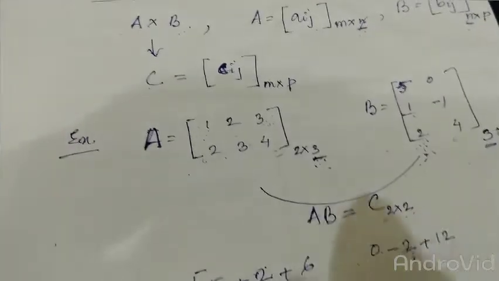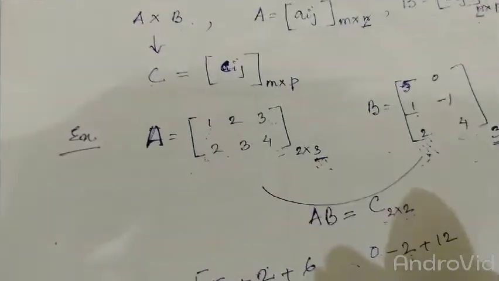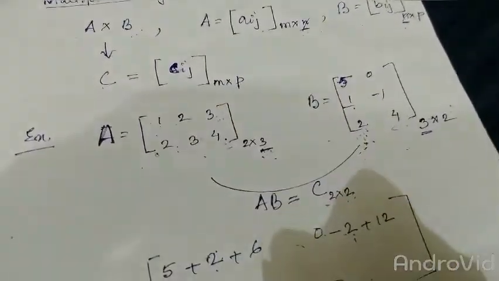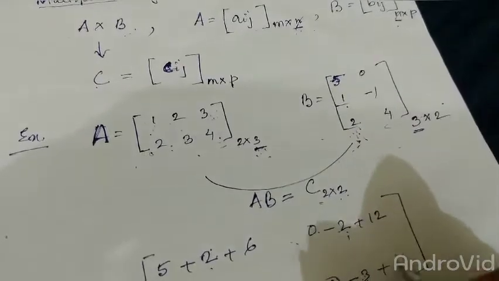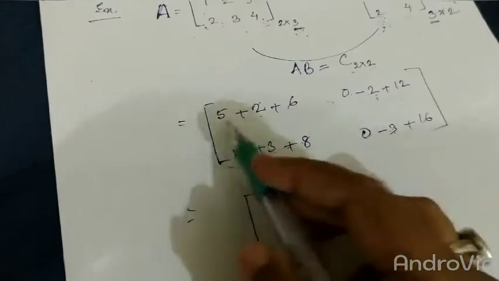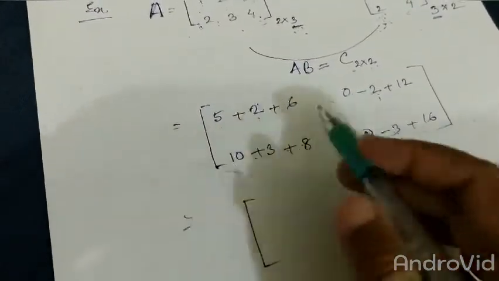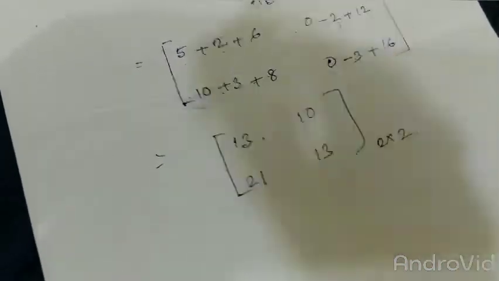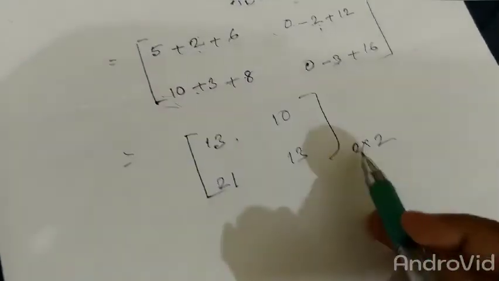Now to get the last element, that is the second element of the second row of the product matrix, I have to multiply the second row into the second column. 2 zeros are 0, 3 into minus 1, minus 3, 4 fours are 16. So that's what we get. 5 plus 2 plus 6 is 13, 0 minus 2 plus 12 is 10, 10 plus 3 plus 8 is 21, and 0 minus 3 plus 16 is 13. So this is our resultant product matrix, which is of order 2 by 2.